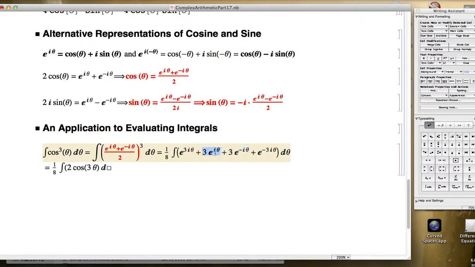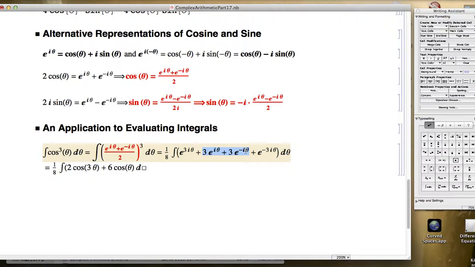From this one, you're going to get a 3 cosine theta, and here you'll get a 3 cosine negative theta. Again, cosine is an even function. That's the same as 3 cosine theta. Altogether giving you 6 cosine theta. If that went too fast, write it out, think about it. With the sine terms, they once again cancel.